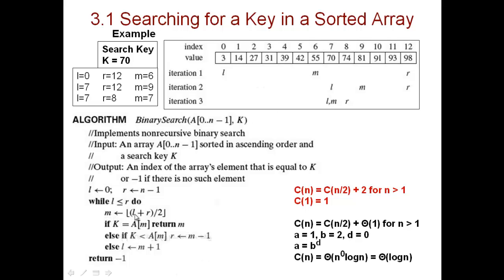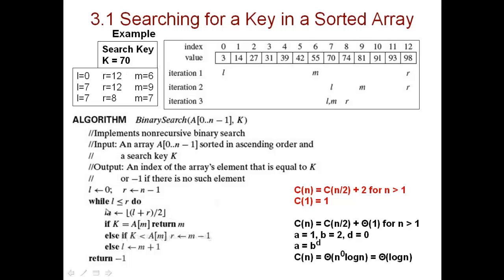So the middle index is the average of left and right index. In this case, 0 plus 12 is 12, divided by 2, it is 6. So the middle index is 6. If the element at index 6, which is a of m, is equal to the search key, that means we have found the search key, right?